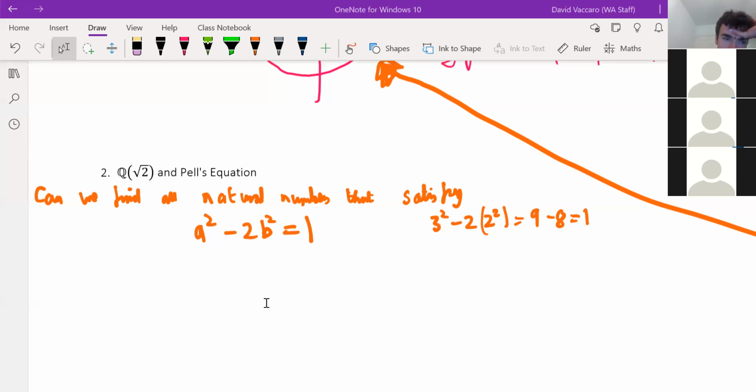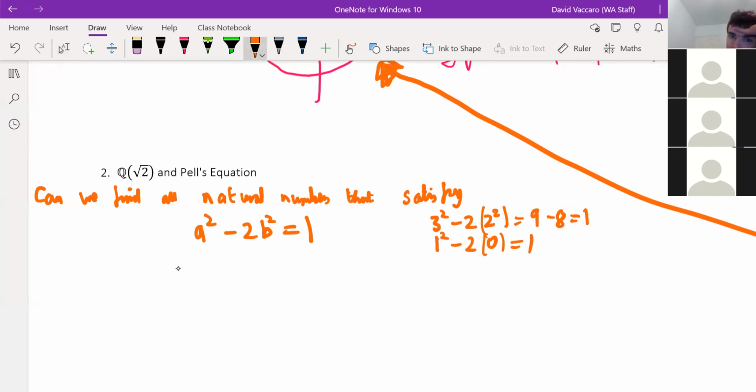10 and 7 doesn't quite work because 100 take away 2 times 49 is not equal to 1. Oh, someone's found a really cute one, which I'm not going to quite allow. 1 squared minus 2 times 0, that's definitely equal to 1.